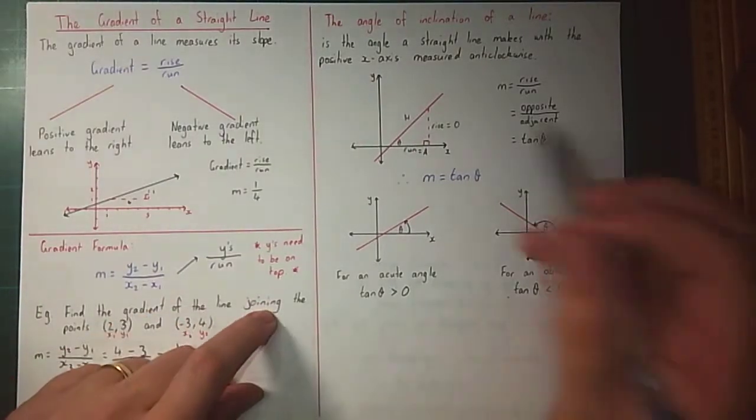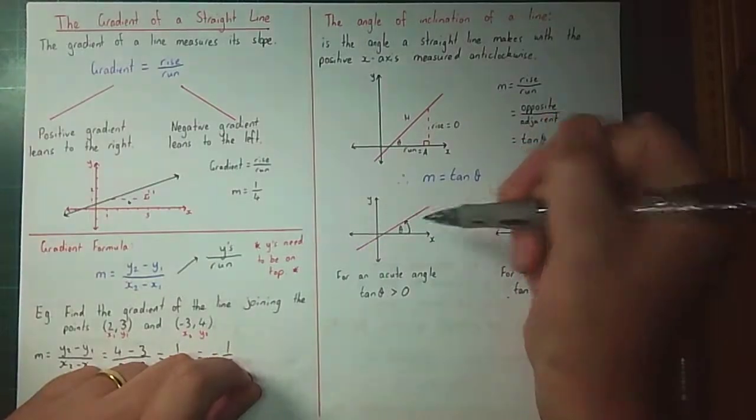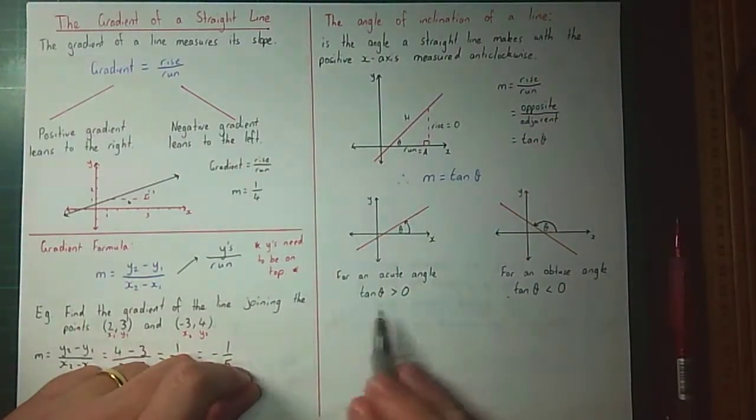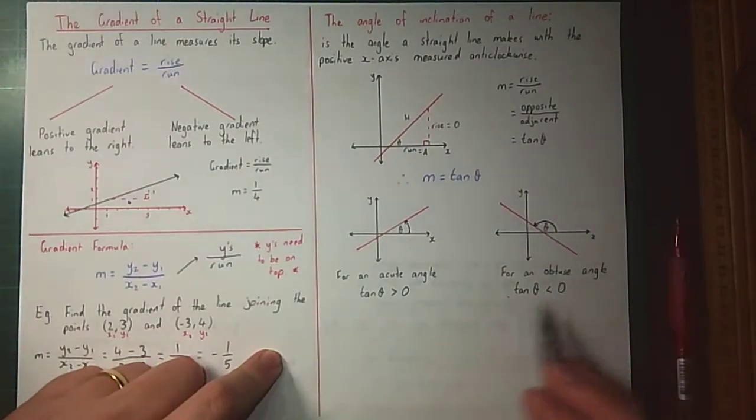But before we get there, just be aware that if it's an acute angle, we're going to have a positive solution when we have our tan theta, and if it's an obtuse angle, we're going to have a negative solution, and you'll see that in the example as well.